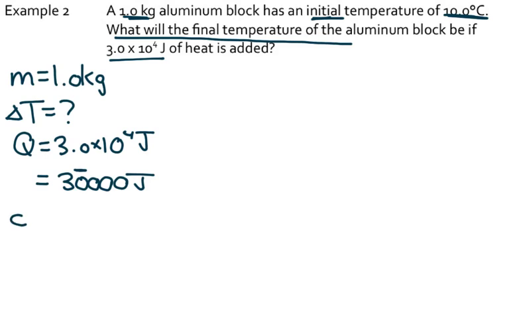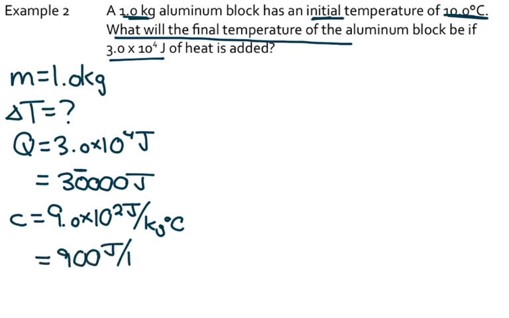And C, again, won't be given in the question, but look it up in the data booklet. We're dealing with aluminum, so look up C for aluminum, 9.0 times 10 squared joules per kilogram degrees Celsius, which as a standard number would be 900 joules per kilogram degrees Celsius. And again, 2 sig figs.